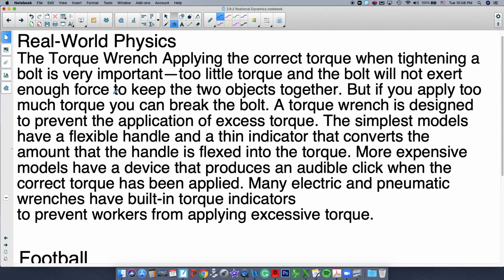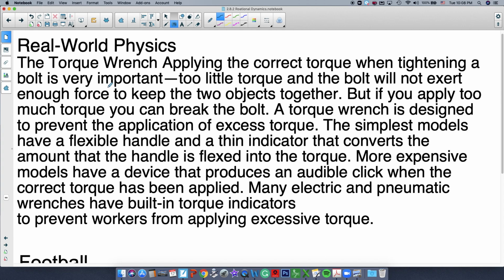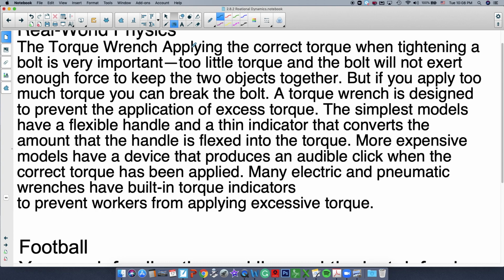So here, if you pause the video and read through this, this would be something where torque is important. We have to know the correct amount of torque so we do not strip the screws, we don't strip the bolts, we don't break the bolts. Okay, it's important for engines and motors and stuff like that.